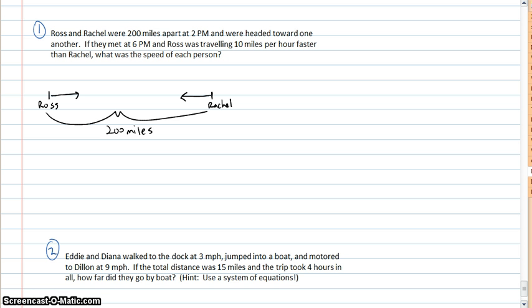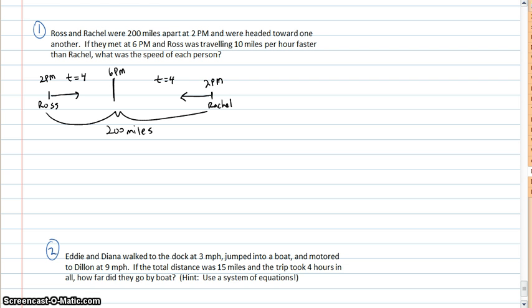If they meet at 6 p.m., they are going to get to some point where they meet at 6 p.m. Right now it's 2 p.m. So at this point we can answer that time for both of them is 4 hours. They meet at 6 p.m., and Ross was traveling 10 miles per hour faster than Rachel. What was the speed of each person?